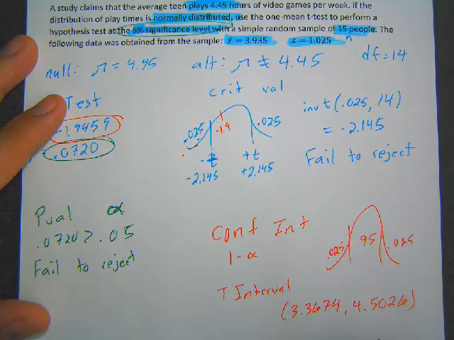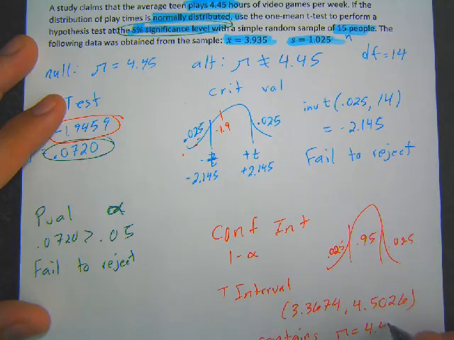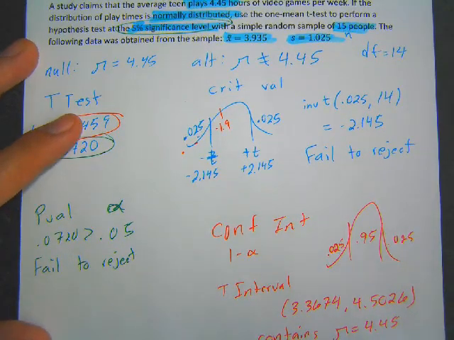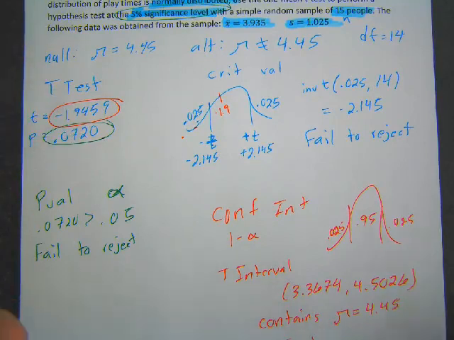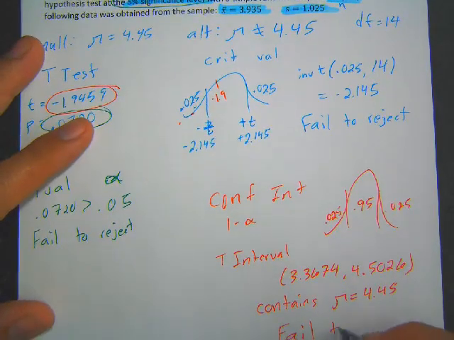So it does. It contains the claimed mean of 4.45, which means we fail to reject. Because again, if it contains that, we can't say it's bad. It fits. So since that fits our result, we're not going to be able to reject it. So we fail to reject.